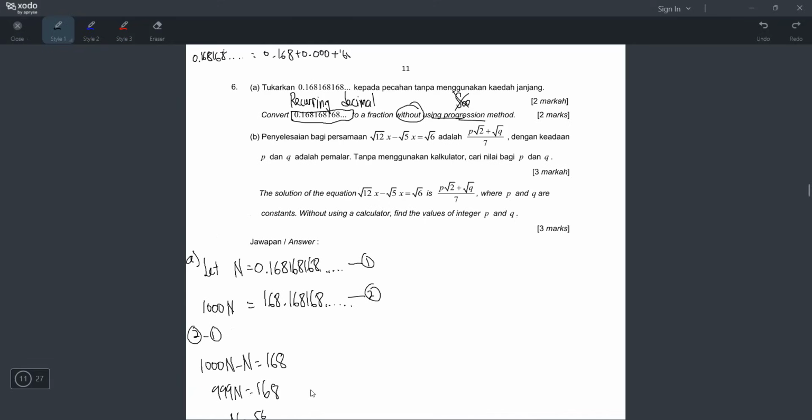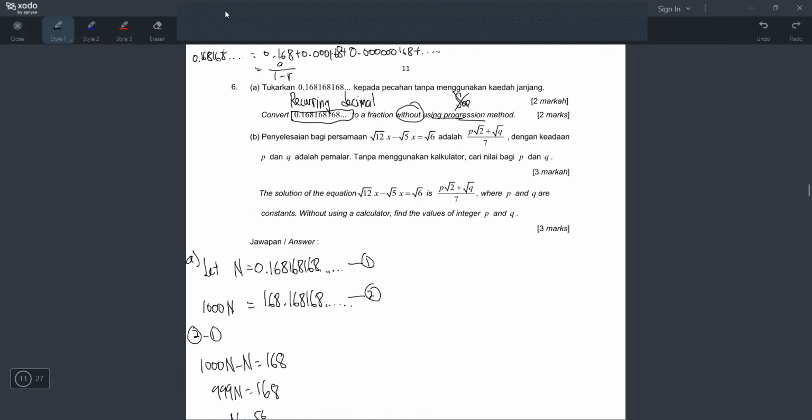3 zeros. 0.000168, and then plus again with 0. This time 6 zeros, 1, 2, 3, 4, 5, 6, 168, and then plus until infinity. So you are finding the S infinity. And what is the S infinity formula? A over 1 minus R.